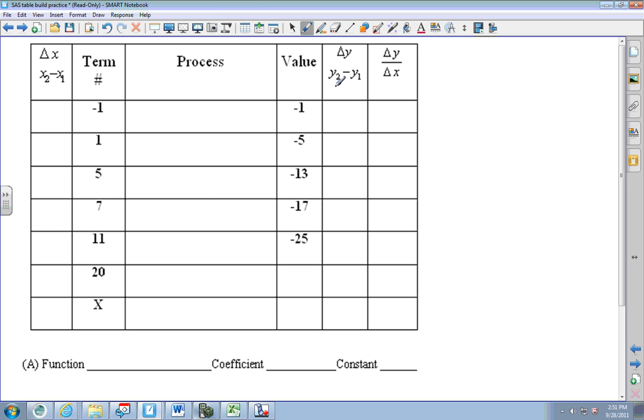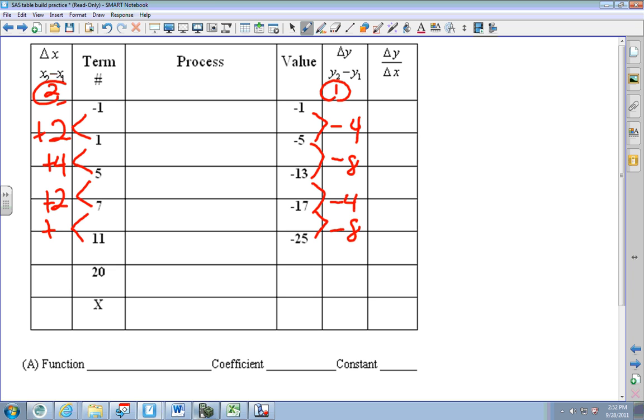Step number 1, I'm going to do delta y over delta x. Right here, you should add minus 4. We're getting more negative is what we're doing. We're going down. So right here, this will be minus 8, minus 4, minus 8. Your second step, not the term number, delta y over delta x. I'm going to go up here and this is getting more positive, so I'm adding. I've got plus 2, plus 4, plus 2, plus 4.